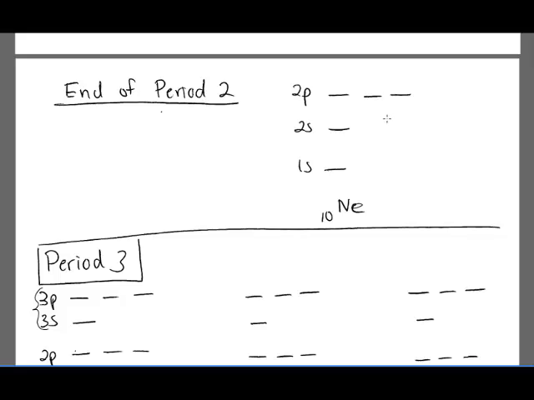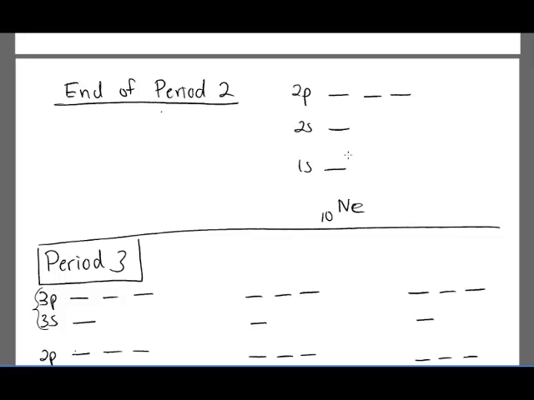Okay, in this video we're going to continue building up the periodic table one electron at a time. We ended the last video by building up period 1, which is hydrogen and helium, and most of period 2, and we left off at oxygen, and now we're going to do the end of period 2.